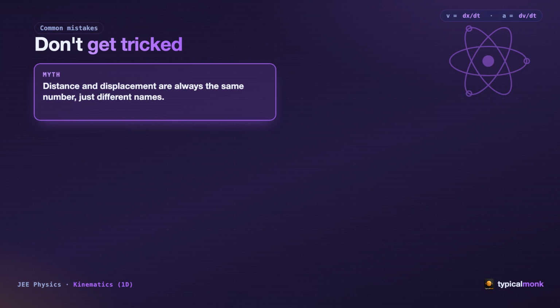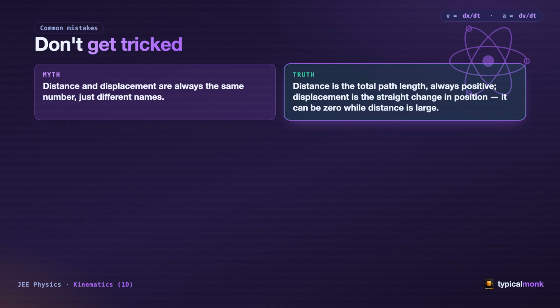Now let me save you some marks. Two myths that trap thousands of students every year. Myth 1. Distance and displacement are always the same number, just different names for the same thing. The truth: distance is the total length of the path traveled, always positive. Displacement is the straight line change in position, and it can even be zero while distance is large, like a particle that goes and comes back.